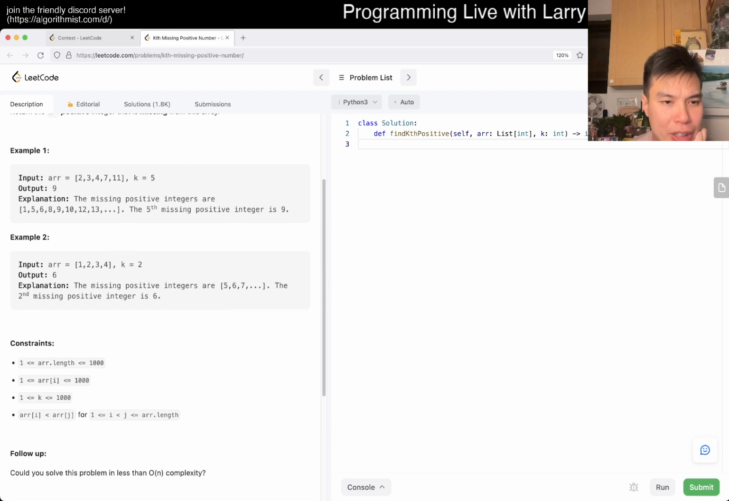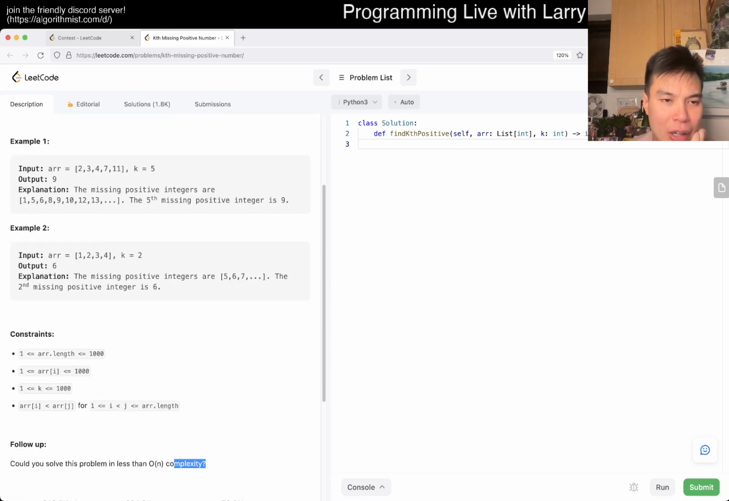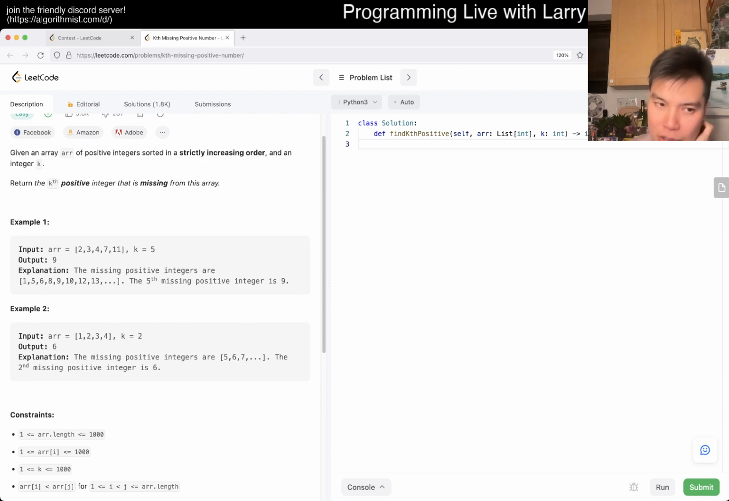I think there are a couple of ways you can do this. One is, I see the follow-up. My initial thought is actually, to be honest, binary search. And we'll probably get into it in a very short while.